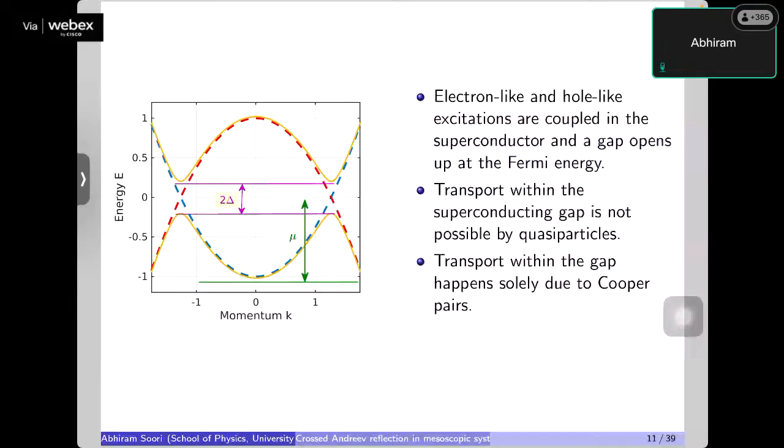Transport within the superconducting gap is not possible by these particles, either electrons or holes. It's not possible by that. Transport within the superconducting gap happens only by what is known as Cooper pairs.